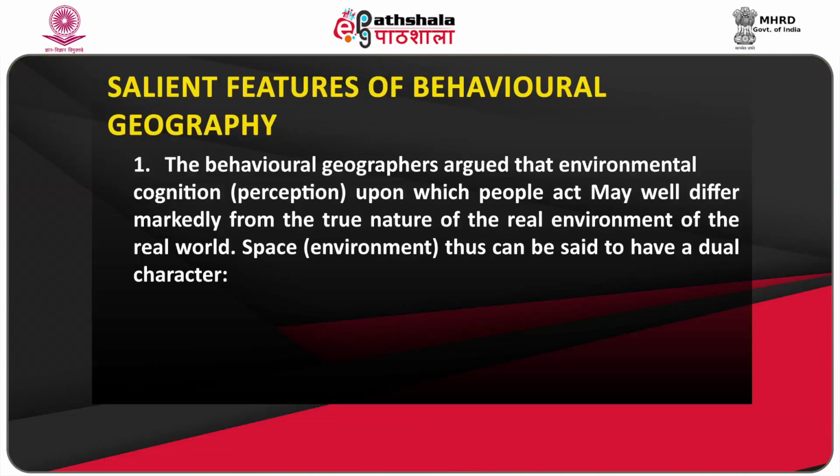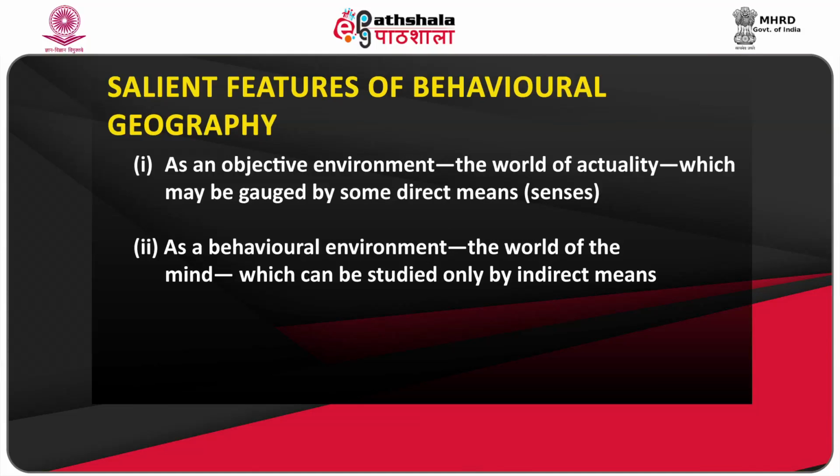The salient features of behavioral geography are as follows. Behavioral geographers argued that environmental cognition, or rather perception, upon which people act may well differ very much from the nature of the real world. Space, the spatial environment, can thus be said to have a dual character: an objective environment, the world of actuality, which may be gauged by direct means, that is the senses, or a behavioral environment, the world of the mind, which can be studied only by indirect means.